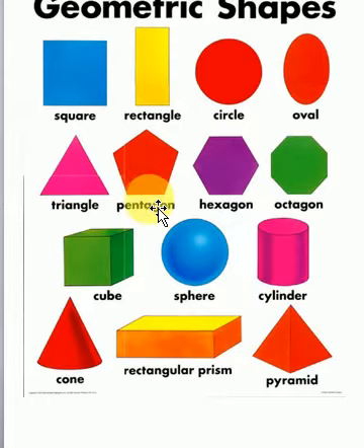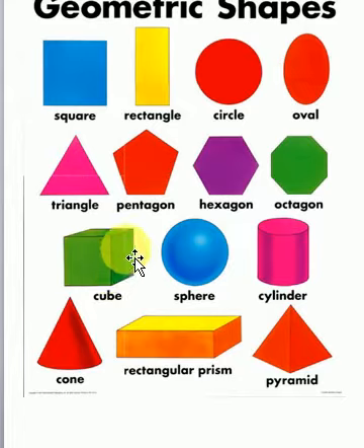Pentagon, how many sides are there? 5. 1, 2, 3, 4, 5. Penta means 5. Hexagon, 6 sides. 1, 2, 3, 4, 5, 6. Octa means 8. A shape having 8 sides is called an octagon. That is 1, 2, 3, 4, 5, 6, 7, 8.